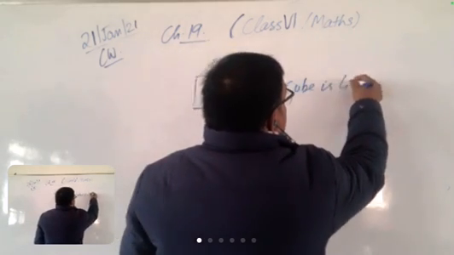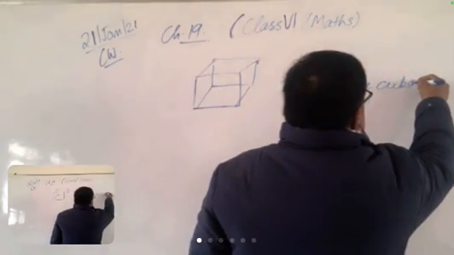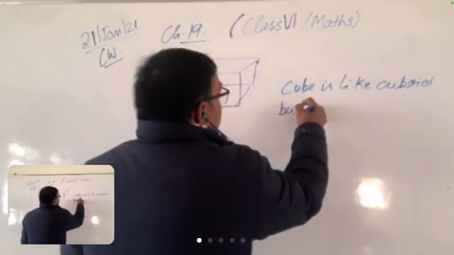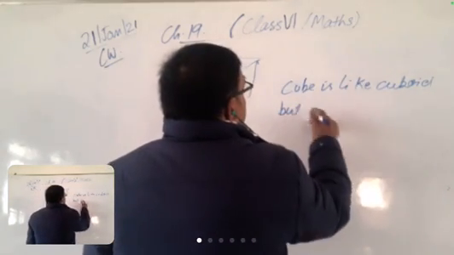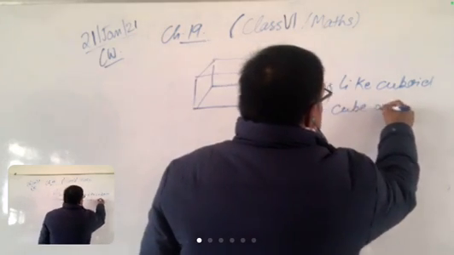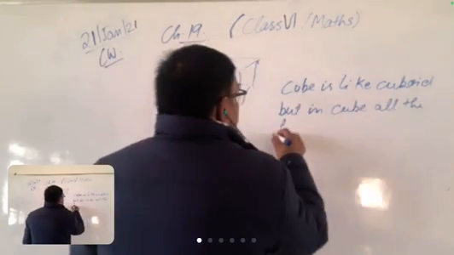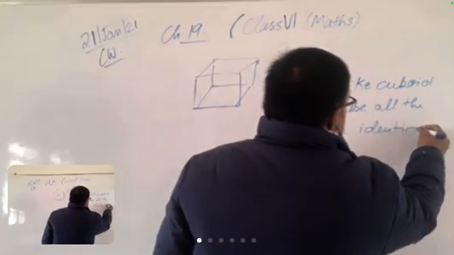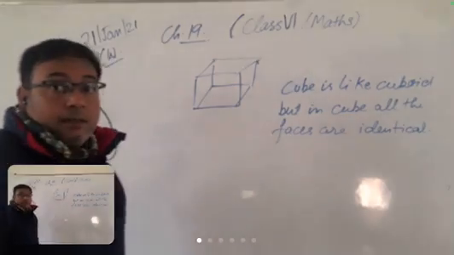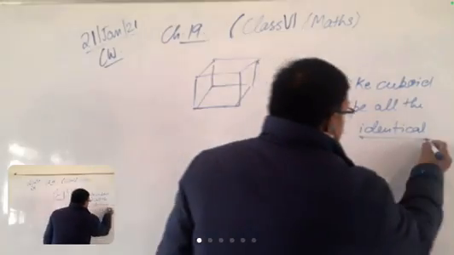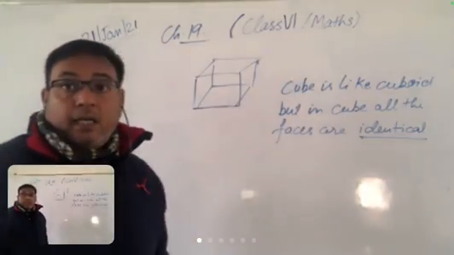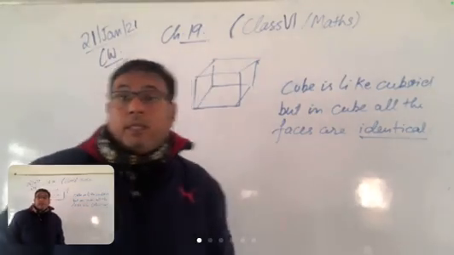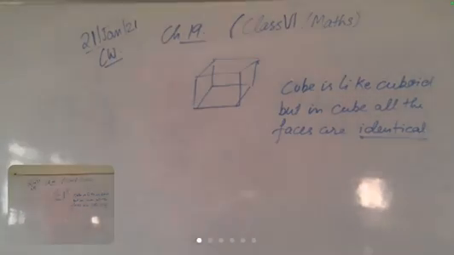Cube is like cuboid, but in cube, all the faces are identical, and everyone knows what identical is. What is the meaning of identical? Everyone, is this clear to everyone? Okay, this is clear to everyone.